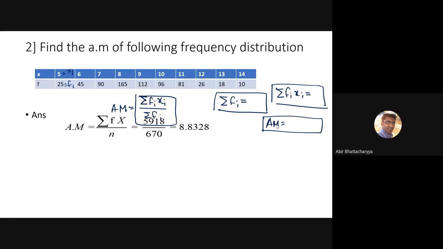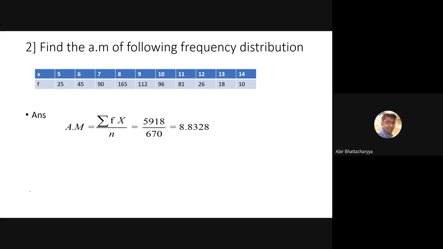So I think all of your answers are wrong. If you calculate, summation of fx should be 5918, summation of f should be 670, and the AM should be 8.8328. Please cross check and verify it. All of you, please cross check and verify it. After that, write down B on the chat box. Don't do wrong calculations. Cross check and verify it.